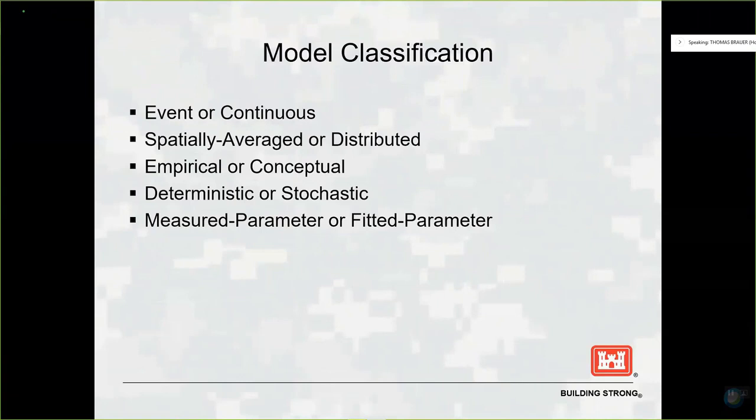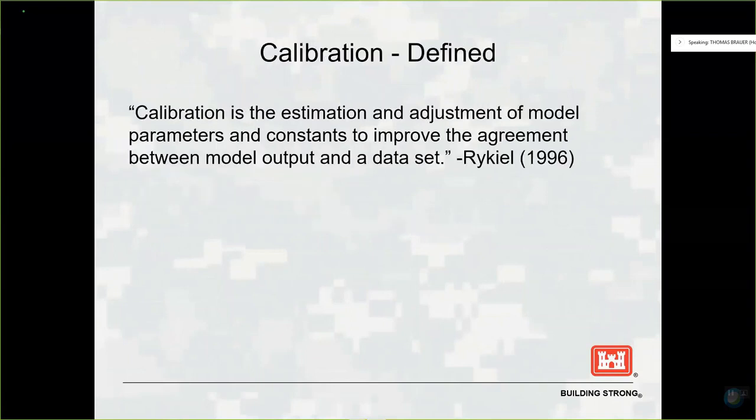Here are some common classifications used in modeling, and anytime you're in the modeling world, you'll hear these terms. Event and continuous is one we'll talk about a fair amount today. Spatially averaged and distributed is another way to classify. Empirical or conceptual, deterministic or stochastic. Is this a measured parameter or a fitted parameter is another one we'll talk a little bit about today. So with that, let's talk about calibration.